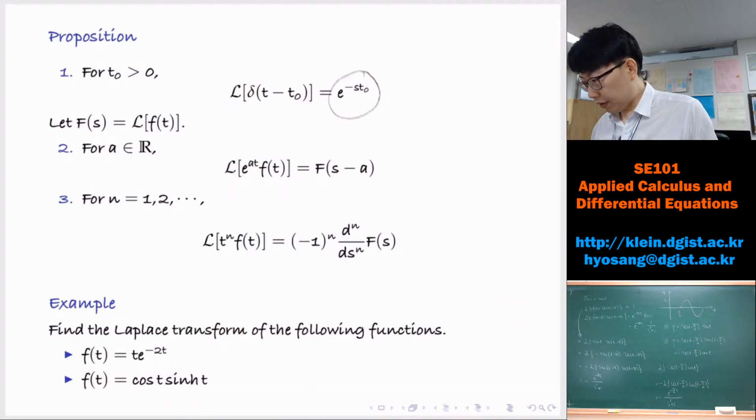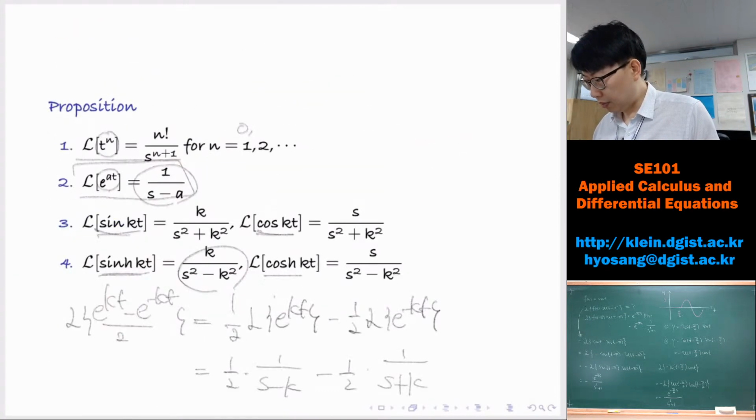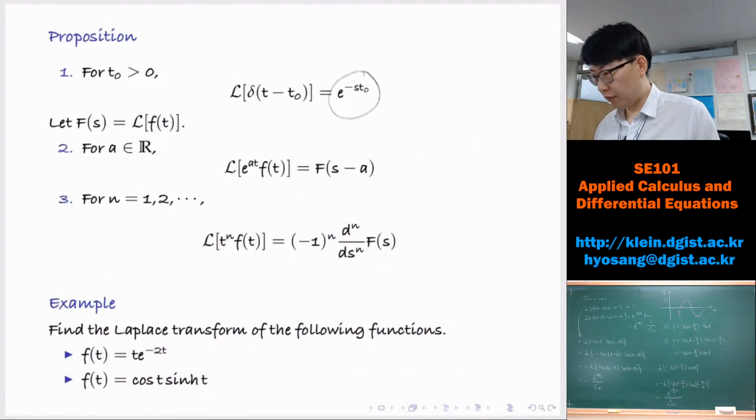So there's no formula that simply gives e to the negative st. If you look at the previous formula, there's no formula that gives the result as e to the negative st here. So whenever you take a Laplace transform and obtain this exponential function, you can think of the original function as a Dirac delta function.